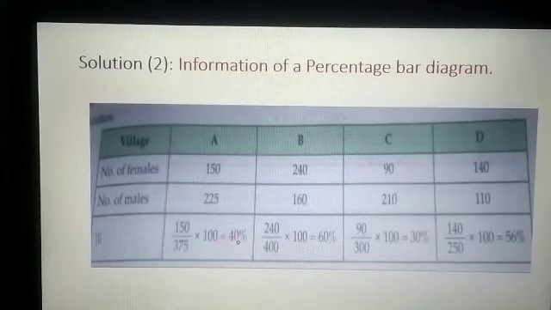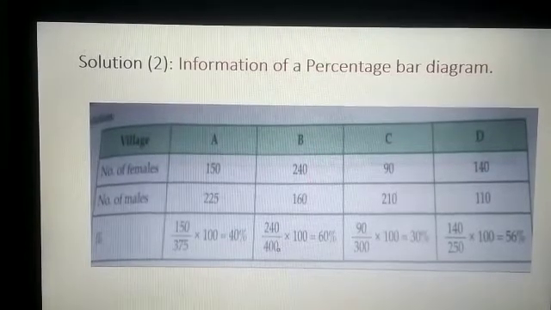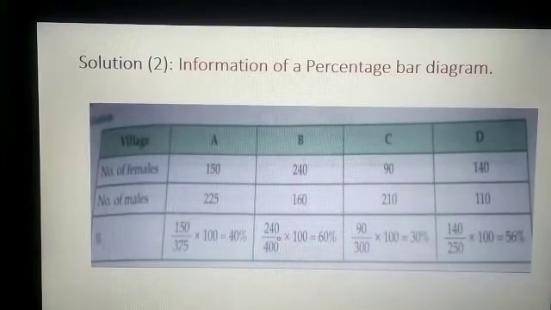So we have found 40% in village A. The number of females is 40% in village A. Likewise in B also, 240 are females and the total is 400. So 240 upon 400 into 100 is 60%. Then in village C, the number of females is 90. So 90 upon 300. 300 is what? 90 plus 210 total. So 90 upon 300 into 100 is 30%. Then in village D, 140 are female and the total is 250. So 140 upon 250 into 100 is 56%.